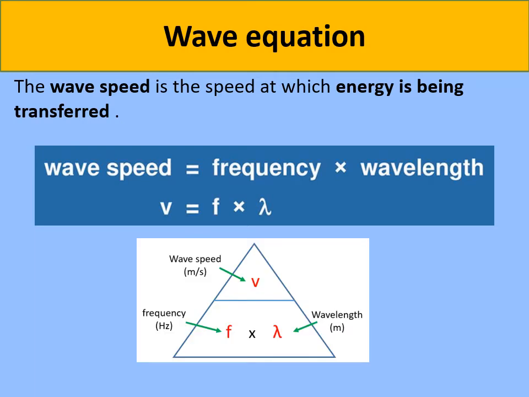And here is the formula triangle. You can see that the triangle is divided into two triangles, and the line that divides the triangle into two is the division line. So if you need to use the formula triangle, for example, if you wanted to find the wavelength, you cover your finger over the wavelength lambda symbol, and you can see that the wavelength is given by v divided by f. Very important also that you remember the units of wave speed. The unit of wave speed is meters per second. Recall that the frequency's unit is hertz, and wavelength is measured in meters.